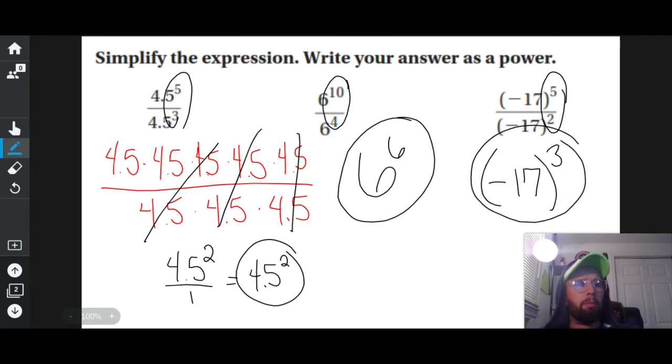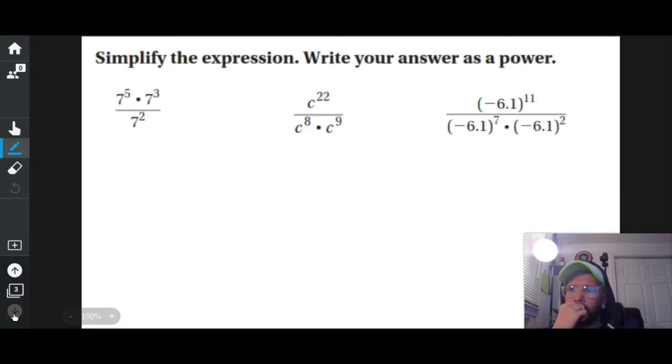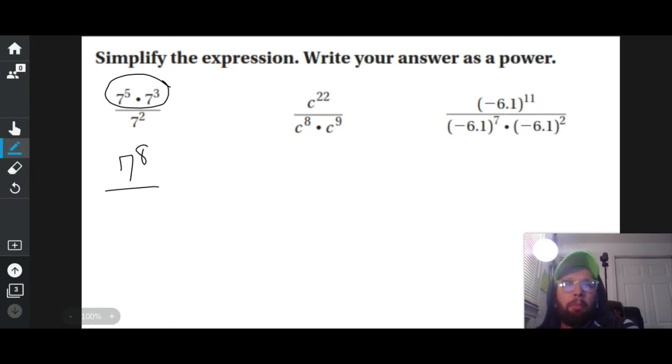That's not so bad. It's pretty easy, actually. Almost easier than the last one. Let's see. Oh, okay, this is a combination of the two. When you multiply powers of the same base, you add the exponents. So if I have 5 sevens up here and 3 sevens up here, I have 8 sevens up there. Add the exponents. And so I have 2 sevens down there. When you divide powers of the same base, you subtract the exponents. 8 minus 2 is 6, so 7 to the 6th power.